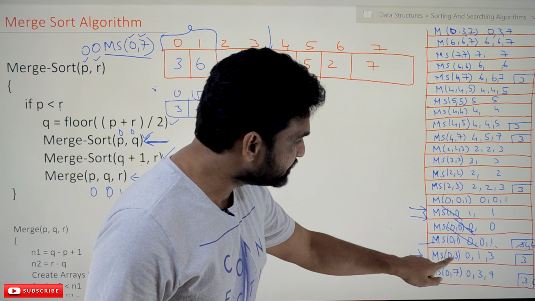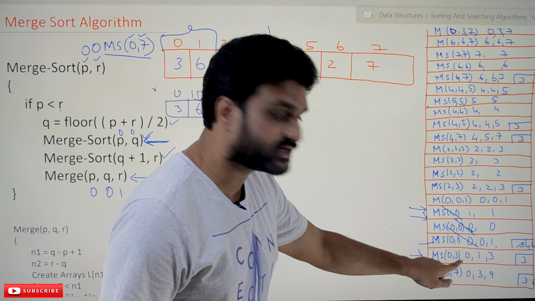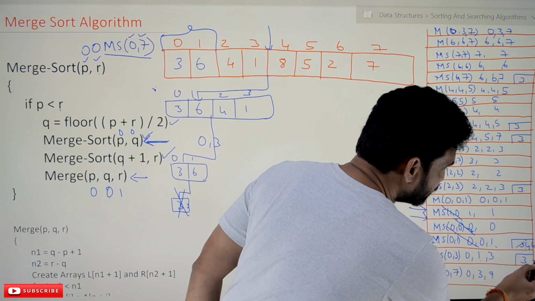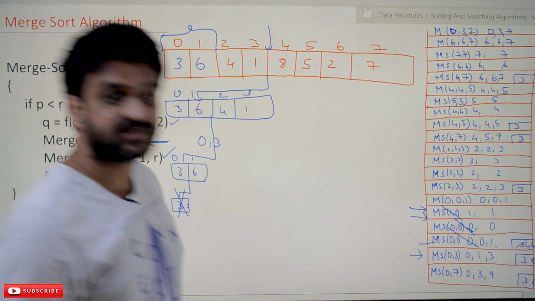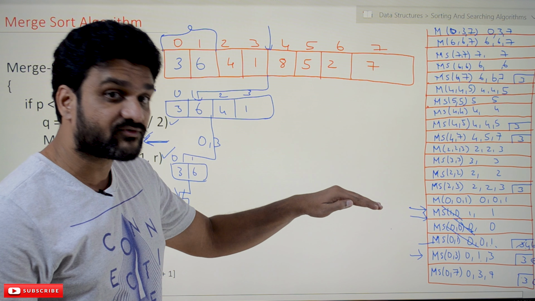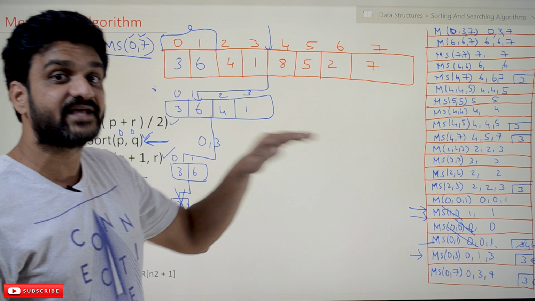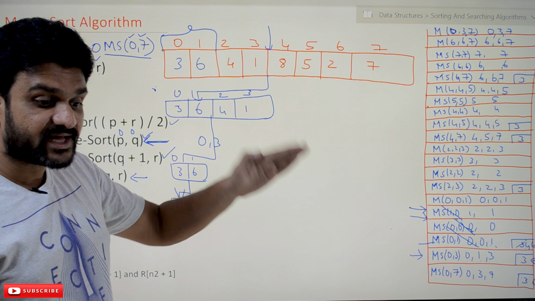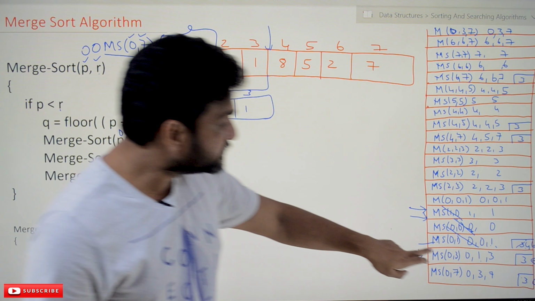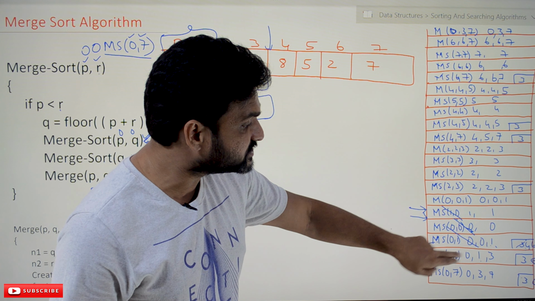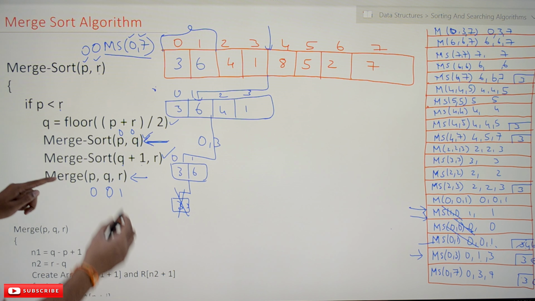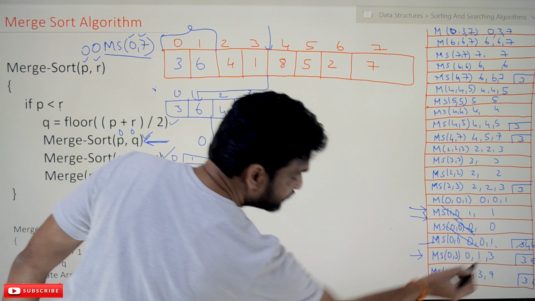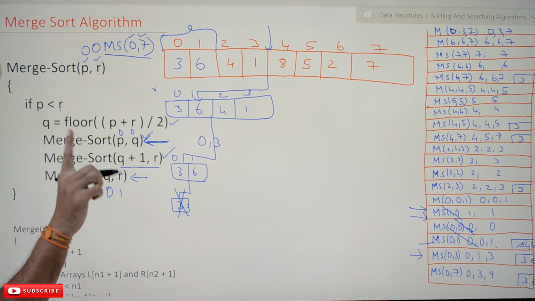Next we are going to come here, MS of 0, 3. This is where we have stopped our execution, in this line of code. The instruction pointer is 3. That is the line of code where we have stopped our execution. Okay, what is the next line that needs to be executed? The next line that needs to be executed is the 4th line. So this is the 4th line. And what is the value of Q? Value of Q is 1.